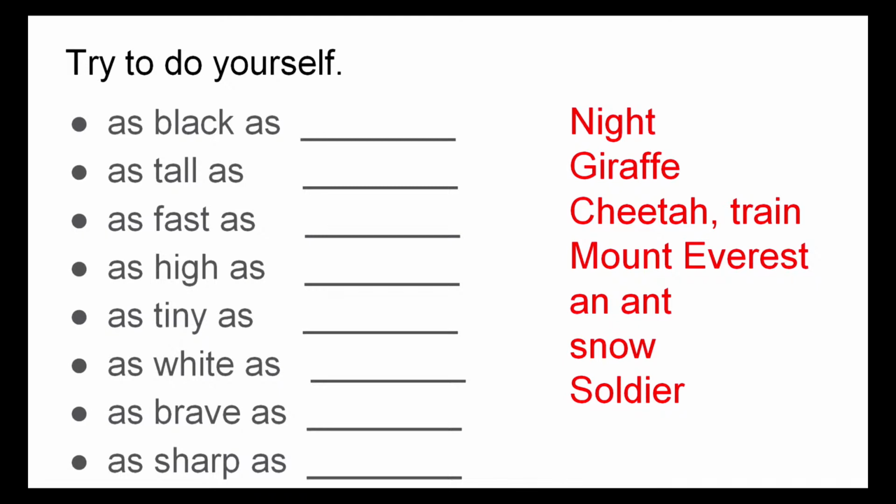Next, as sharp as, something which is very sharp. So what do we do with sharp things? We generally cut things. So as sharp as a knife, or you can also say as sharp as a scissor.